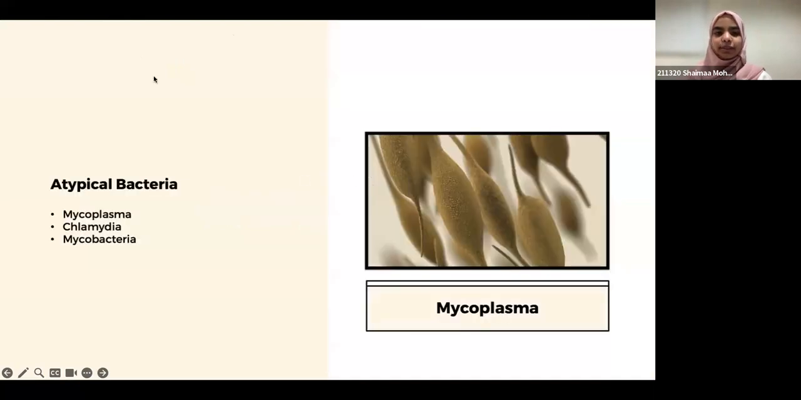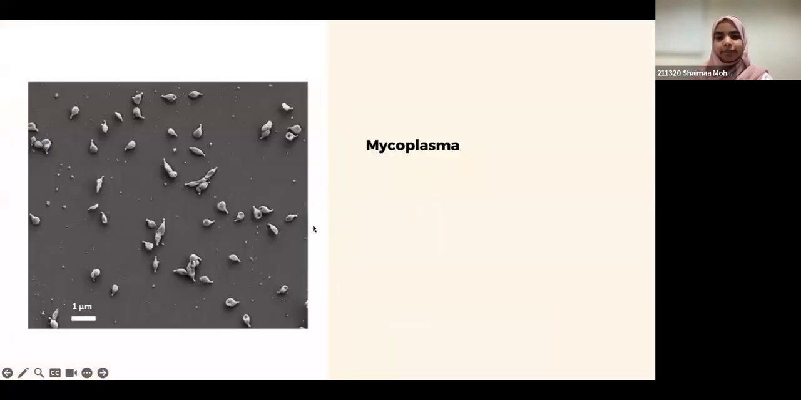Now let's move on to atypical bacteria. Atypical bacteria means that we cannot classify it mainly into a gram-positive or gram-negative. The main factor is that we can't really stain them, and there's something different about them. They don't fall into the category of gram-negative or gram-positive most of the time. First thing we have is mycoplasma.